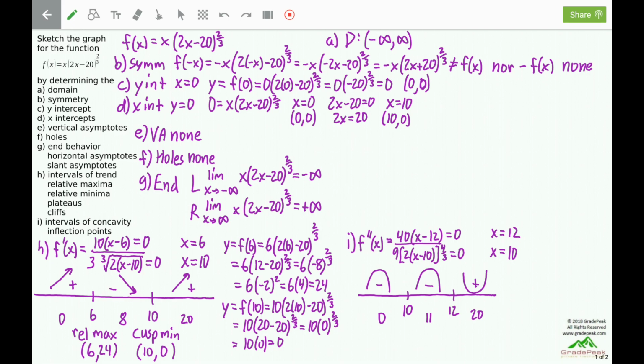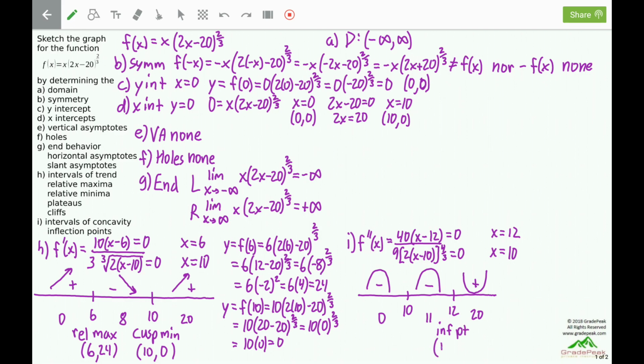Right at the candidate number of x equals 10, we have the concavity not changing. It's concave down and then concave down again. That's not a surprise because x equals 10 from over here was a relative cusp minimum, and cusps will show up in the second derivative as well, but the concavity will not change. So that checks out, and that corresponds to the cusp minimum. Right at the candidate number of x equals 12, we have the concavity changing from concave down to concave up. So x equals 12 will be an inflection point.